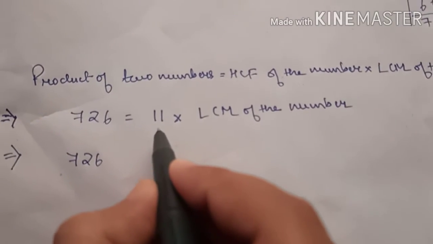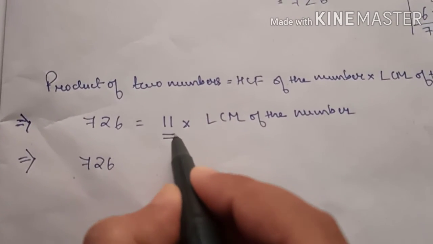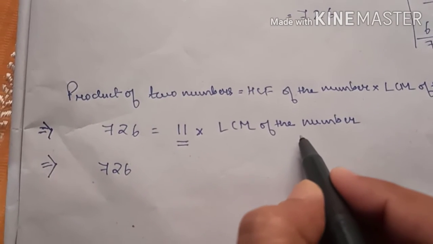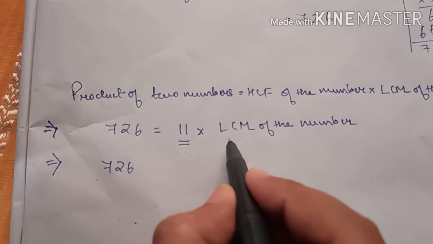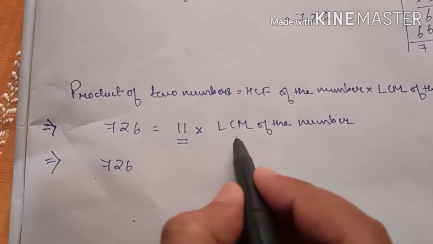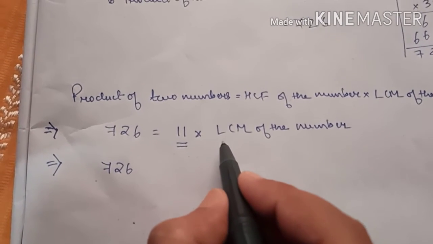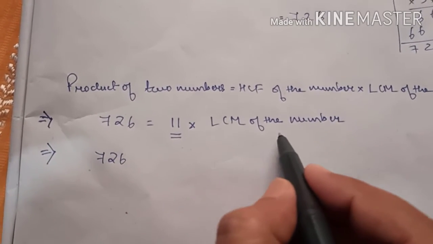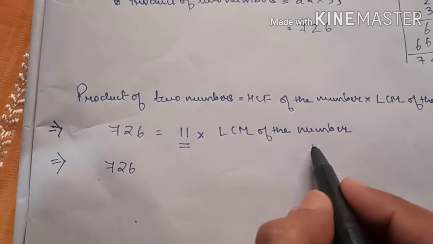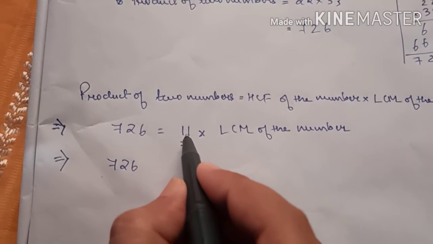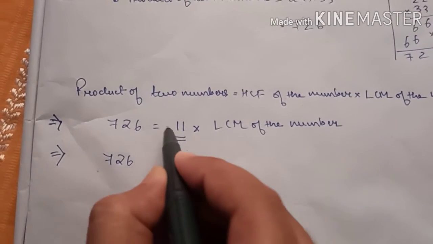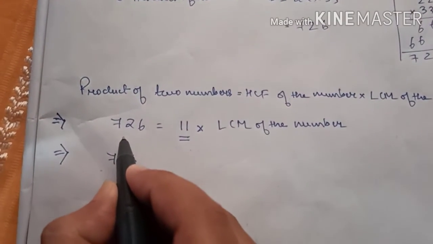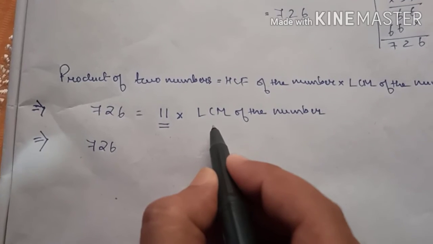So concentrate on this part. Here it is written 11 multiplied by LCM of the number. We cannot do anything further here because this is a number and this is a sentence. So in the next line, we will bring this number from right side to left side. This is the equal sign, this side is called the left side and this side is called the right side.